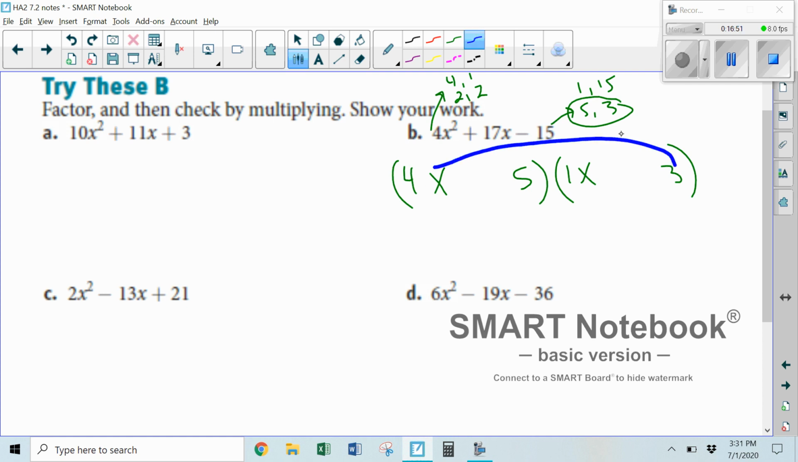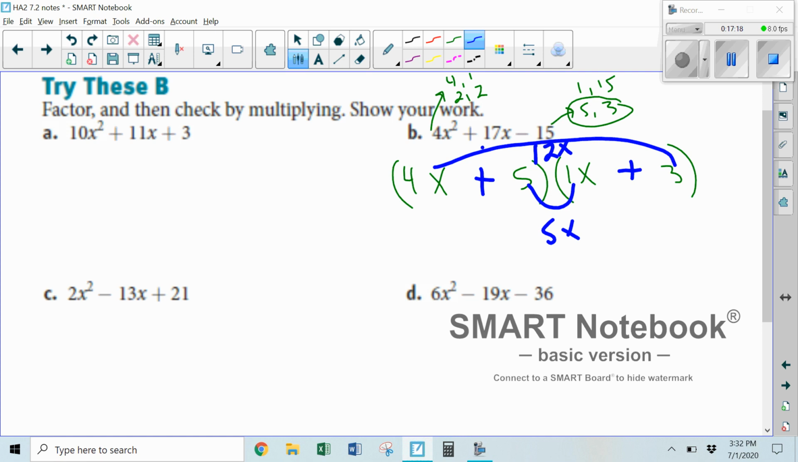Four times 3, 4x times 3 is 12x. 5 times 1x is 5x. 12 and 5 does make 17. But you'll notice they would both have to be positive to make positive 17. And a positive 5 and a positive 3 won't make negative 15. So while this looks like it's going to work, it will not.